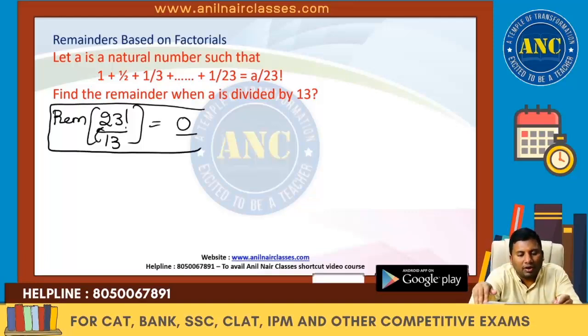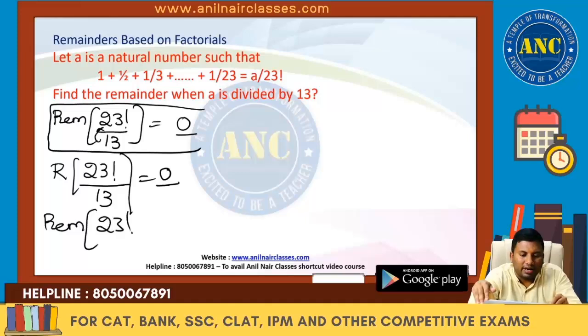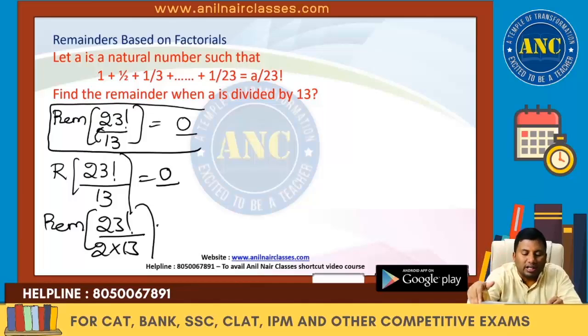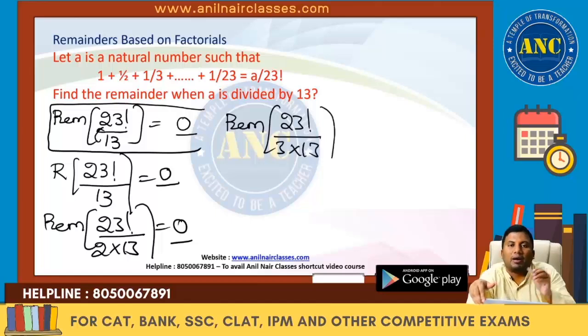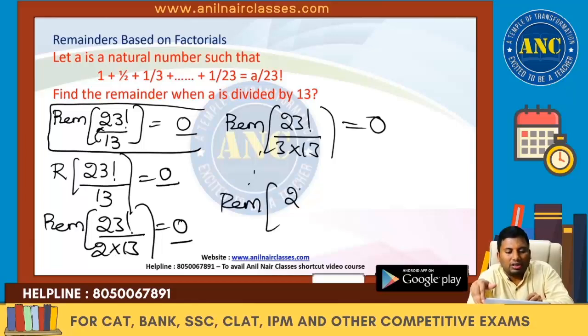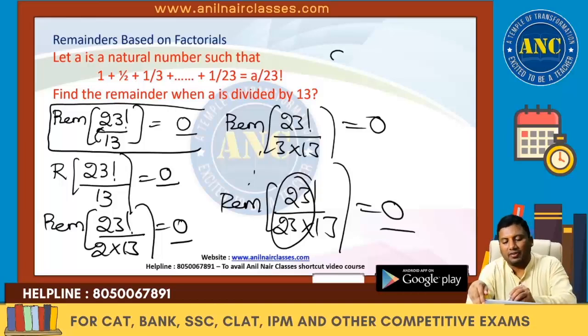So you can do one by one all the questions. Remainder when 23 factorial is divided by 13: 23 factorial contains 13, so 0. 23 factorial divided by 2 into 13: 23 factorial contains 2 and contains 13, so 0. 23 factorial divided by 3 into 13: 3 will come in 23 factorial, 13 will come in 23 factorial. 23 factorial divided by 23 into 13: 23 factorial contains 23 and contains 13. Remainder 0. So the answer for this question is 0.